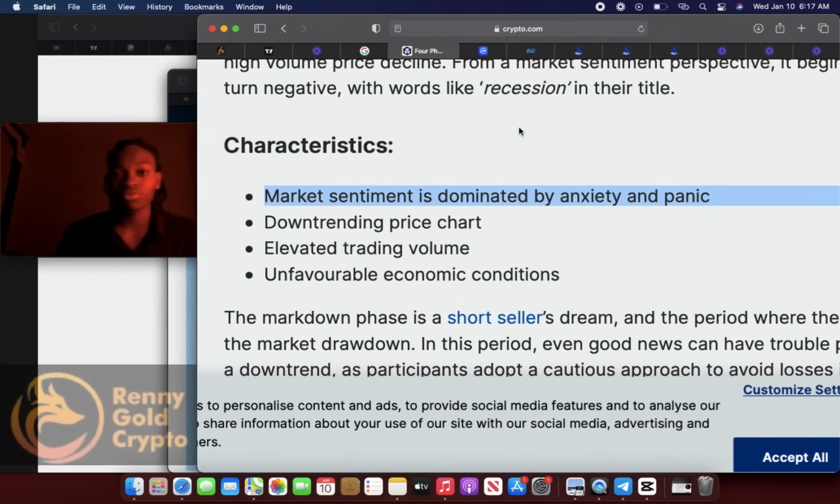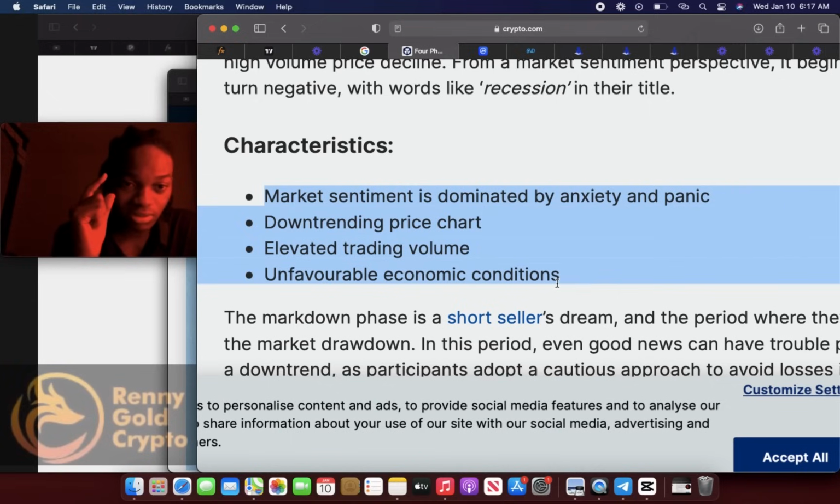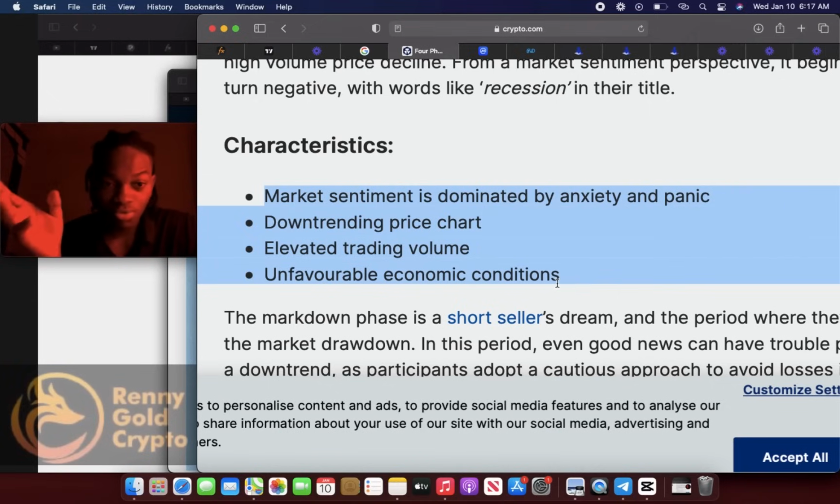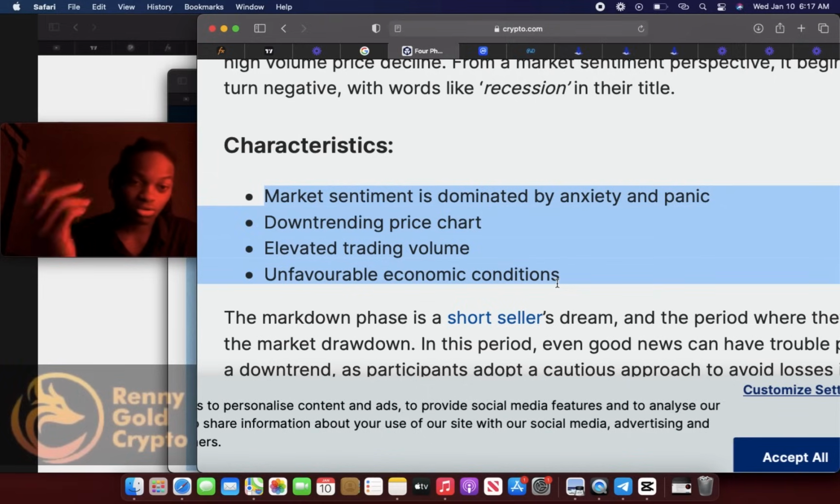I'm going to drop the link for you guys for this crypto.com article so you can go watch it. What I need you to do is a simple thing. Come to these characteristics of each of the market cycles, copy all of them, and put them down in a note. That is your confidence. These are the things that you should be looking out for. Your confidence is like your confirmation, what you look out for before you start doing anything.